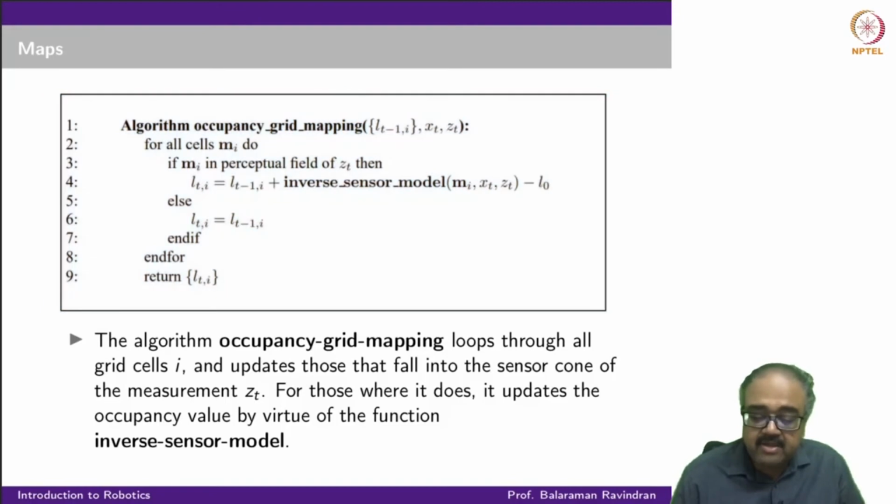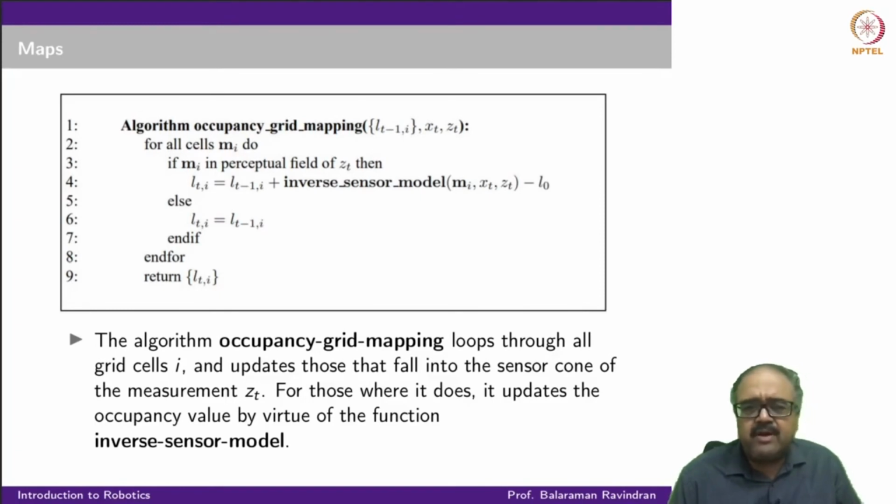And if it is outside the perceptual field of zt, that means I can't make any estimate about whether cell i is occupied or not. If it's outside the perceptual field of zt, then I leave the likelihood as it is. So the new belief state is the same as the old belief state, because I have not made any measurement on cell i for me to change this. And I do this for all cells mi. At the end of it, I get the new map. This is the new belief over the map.